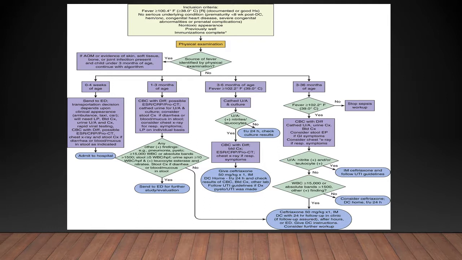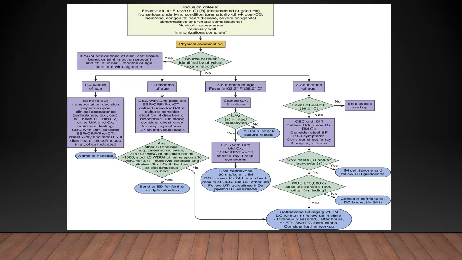In addition, you wouldn't use this algorithm if the child appeared toxic, had chronic illness, or was unimmunized. So this is for a non-toxic appearing, previously well immunized child with a fever of greater than or equal to 100.4 that does not have any of these other conditions. You begin with the physical exam.